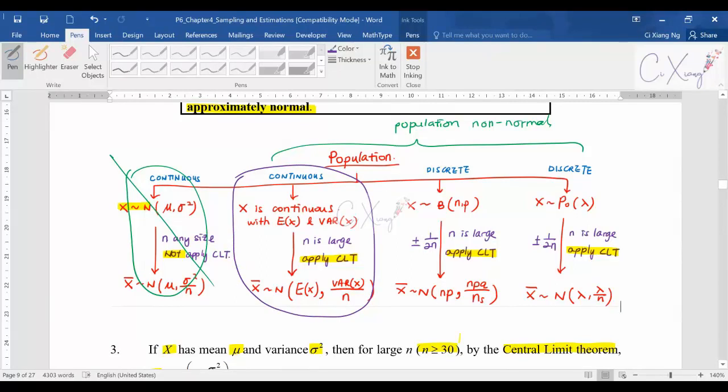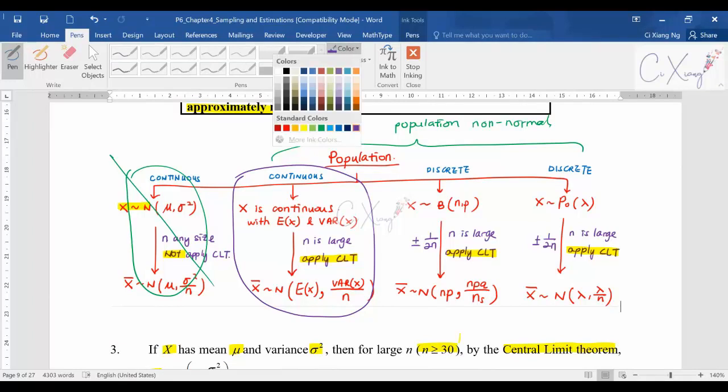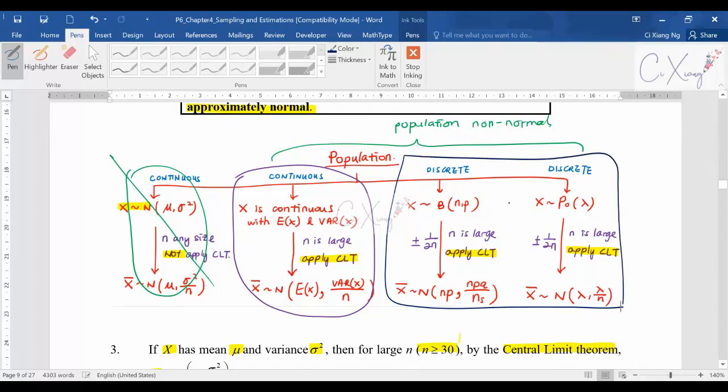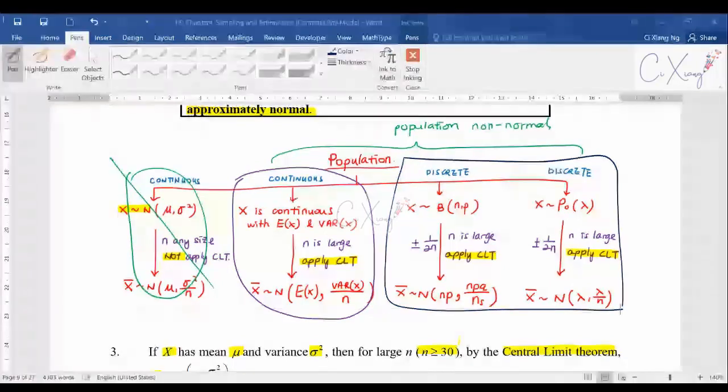All right. Okay, so in the next video, we are going to cover the next 2 cases where the population is a discrete random variable and might come from binomial or Poisson. And then how are we going to solve this kind of question for the sample mean from a discrete population. All right, so I will stop here for this video. Okay, and then we'll continue the discussion in the next video.